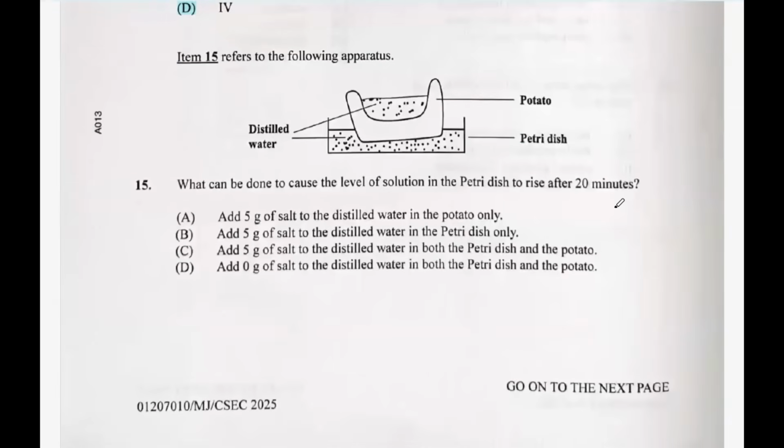Item 15 refers to the following apparatus. What can be done to cause the level of solution in the petri dish to rise after 20 minutes? And you should add 5 grams of salt to the distilled water of the petri dish only. That will cause water to move out of the potato into the petri dish, raising the level.